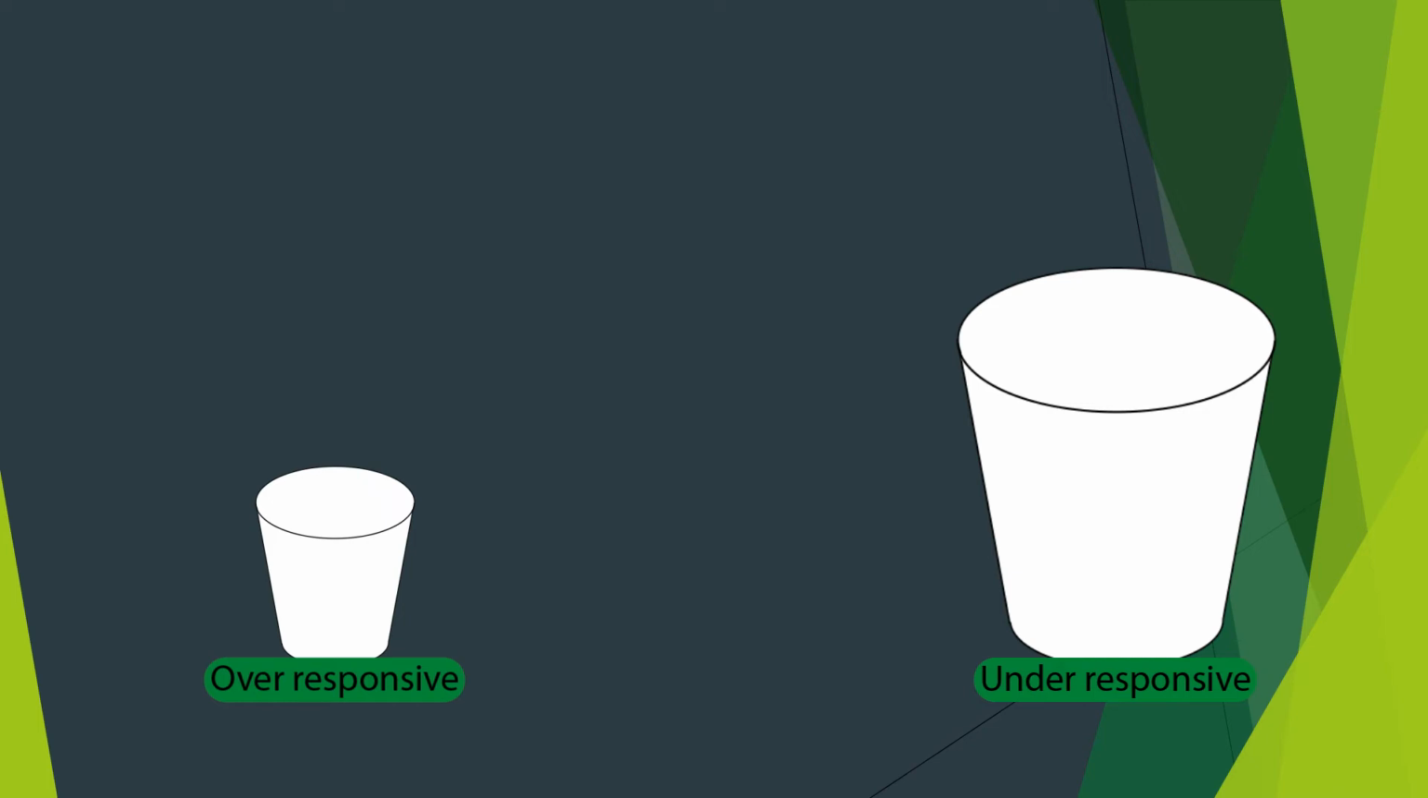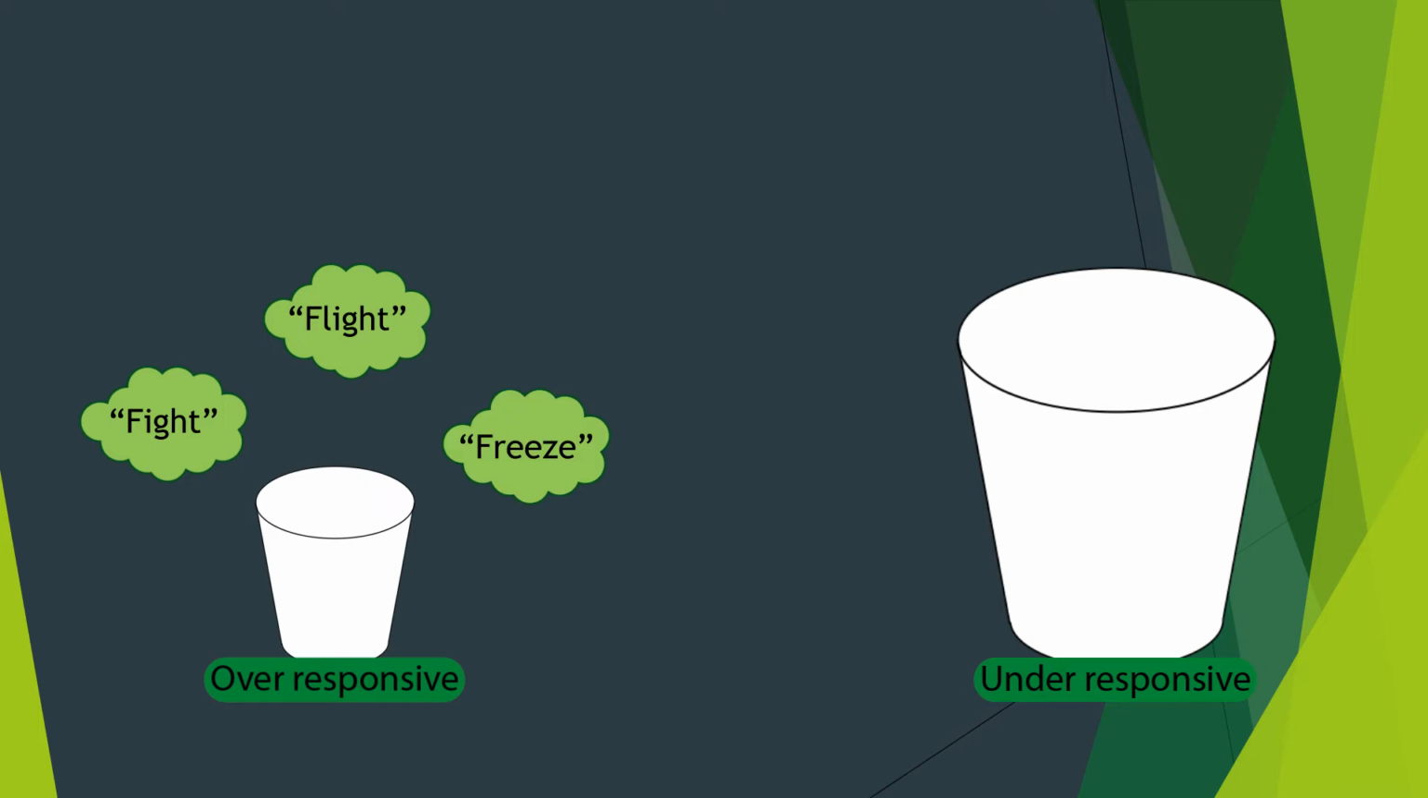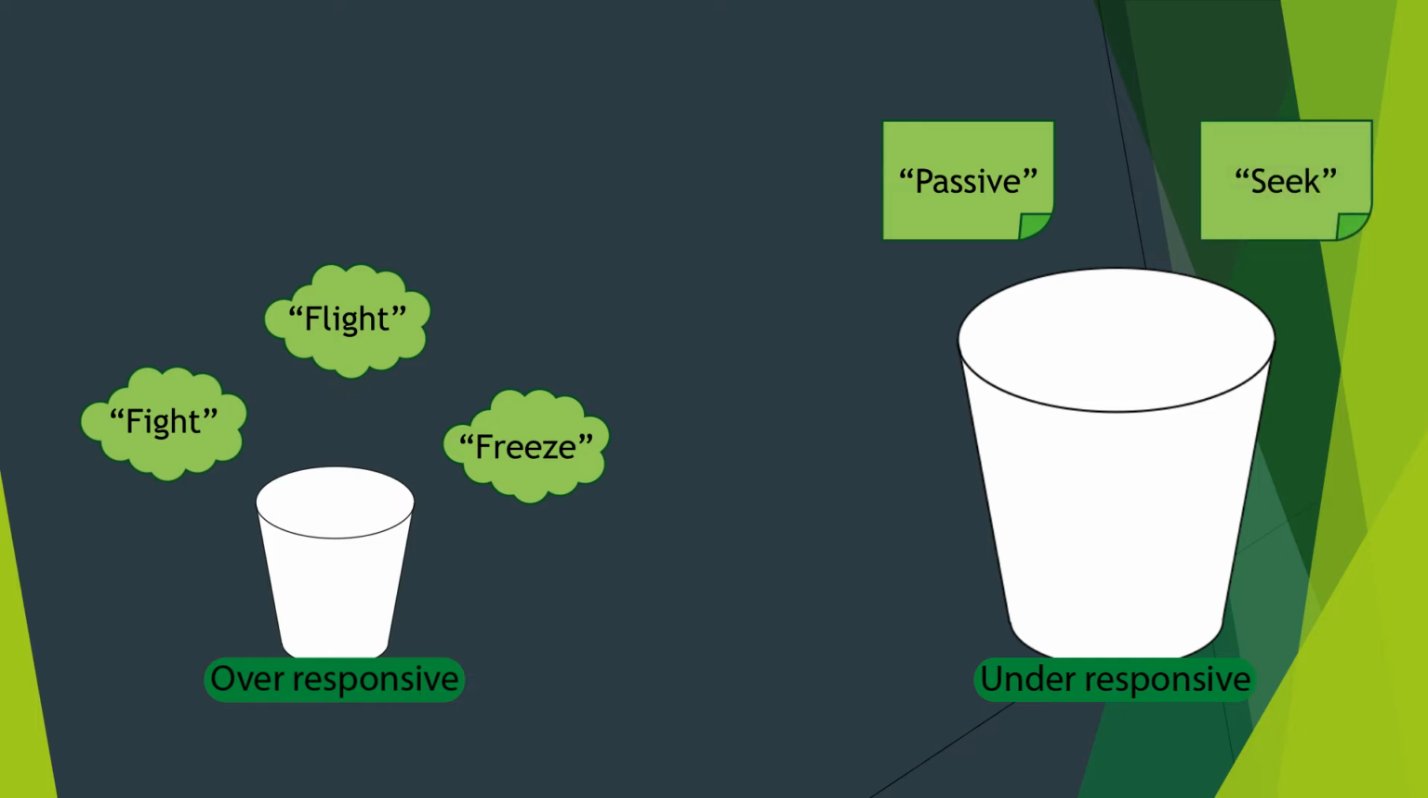A child who has a small cup and over-responds to sensory input can respond with fight, flight, or freeze depending on the situation. A child who has a large cup and is under-responsive will either be passive and seemingly unaffected by the input, that is, they are barely registering it, and so they are unaware that there is something to respond to, or they will seek more sensory input from the environment. Their nervous system knows that it's not getting enough information, and so it drives the child to find a way of gaining more. This is sometimes referred to as sensory-seeking behaviour.